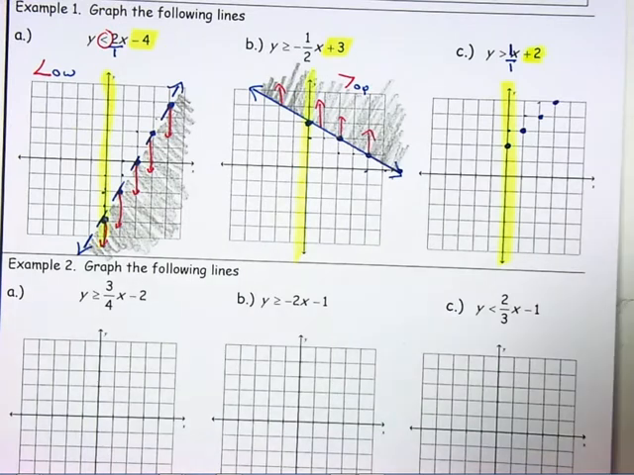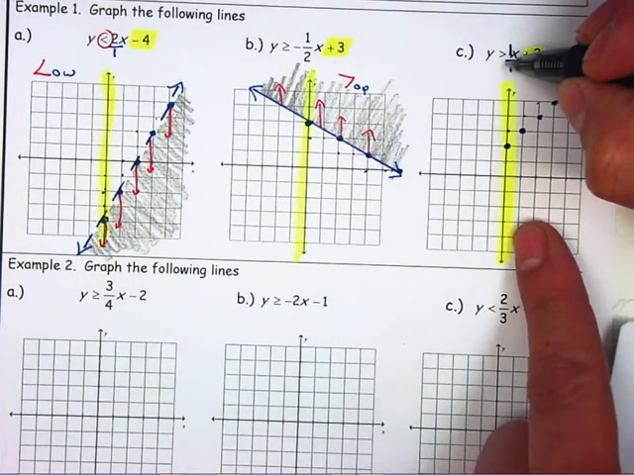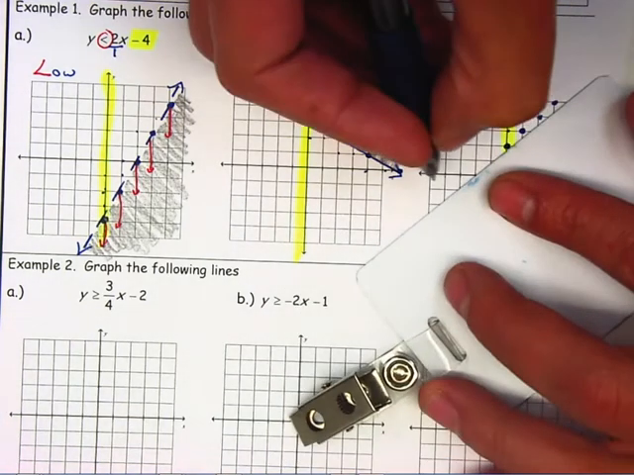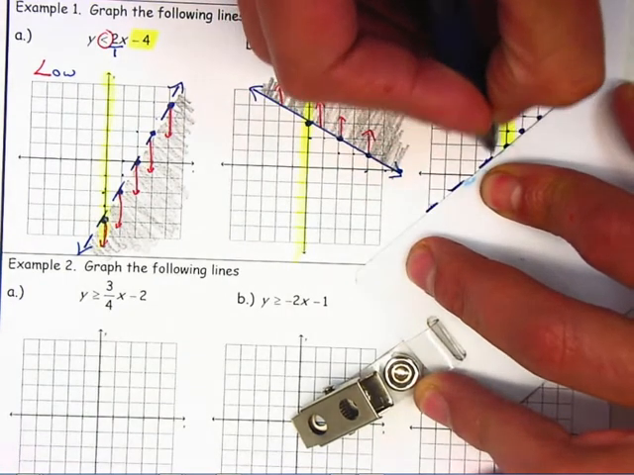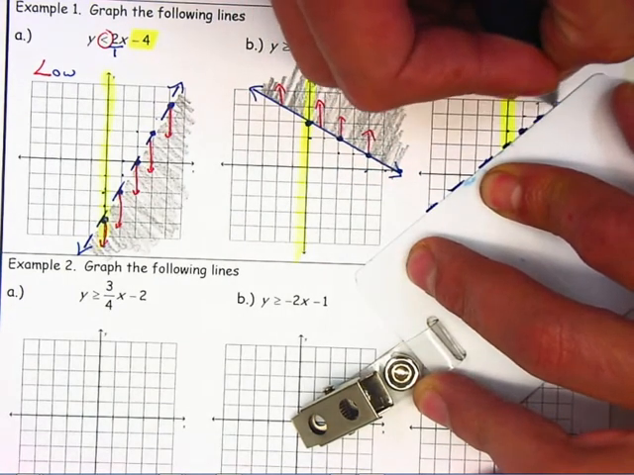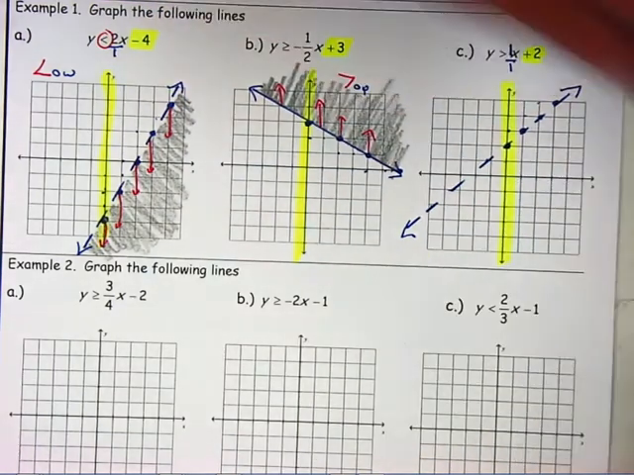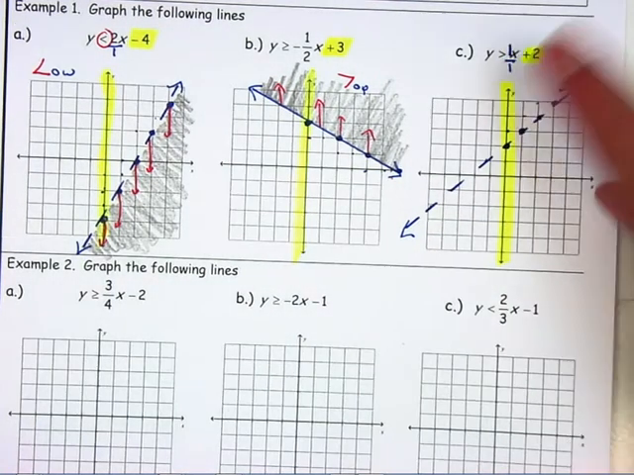I need to think if this is going to be a solid line or a dashed line. Is there an equal sign underneath? No. So therefore, it's going to be a dashed line. The dashed line is to indicate that those points that are on the line are not part of the solutions. Only the ones that are shaded. So it's going to be a dashed line because there's no equal sign underneath.